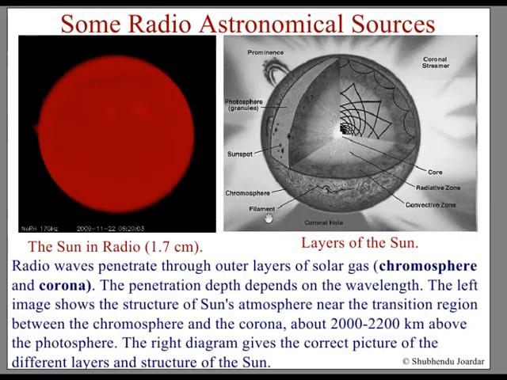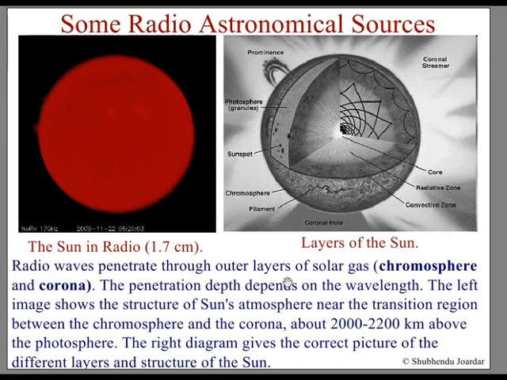Now, here again for some of your entertainment, I will present this one. This is some radio astronomical sources in which you see the sun at 1.7 centimeters wavelength. Here it is. You can see this one. I will first read this one, then I will go for explaining this one.